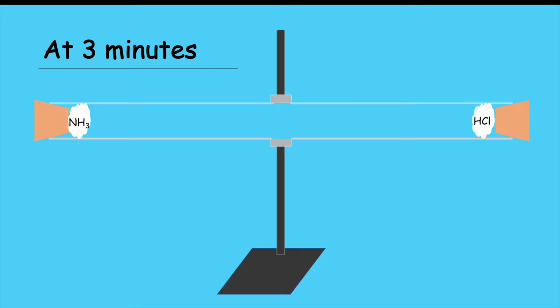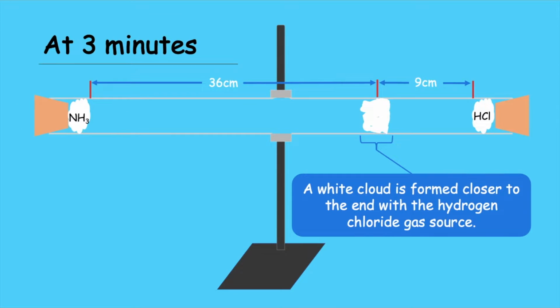About 3 minutes after the start of the experiment, a white cloud was formed closer to the end of the hydrogen chloride gas source. And specifically for this experiment, the white cloud was formed 9 centimeters away from the hydrogen chloride source and 36 centimeters away from the ammonia source.